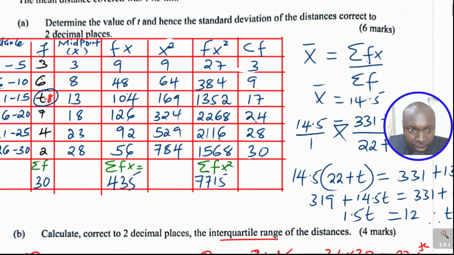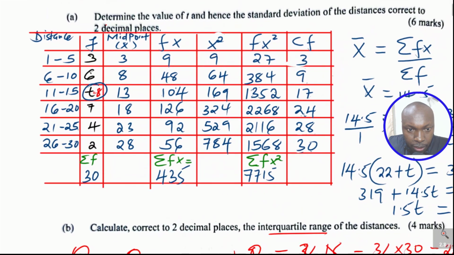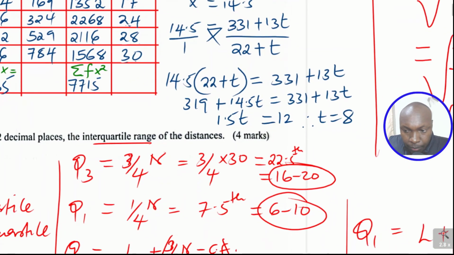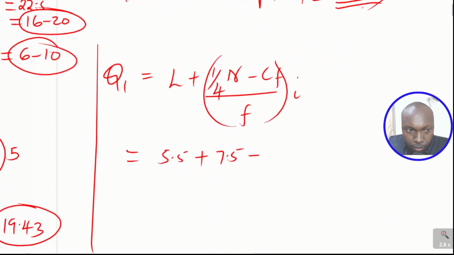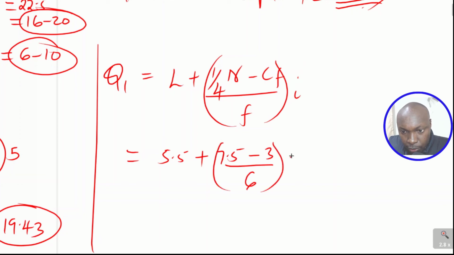So the class is 6 to 10. Look at it there. The cumulative frequency above that class is 3, and the frequency of that class is 6. Then the class size is 5, and everything is multiplied by 5.